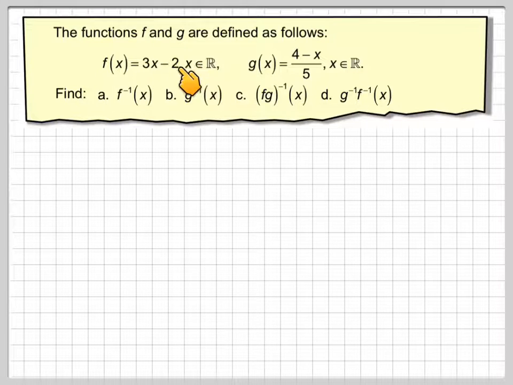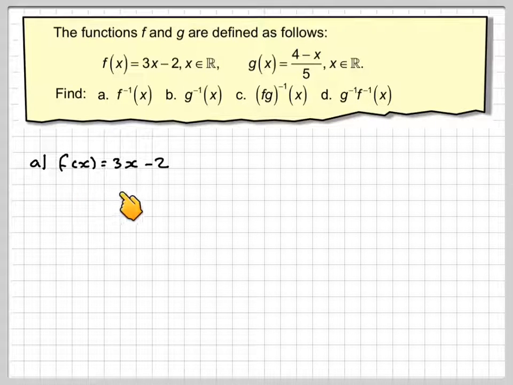The functions f and g are defined as follows. f of x is 3x minus 2, x belongs to the set of real numbers. g of x is (4 minus x) over 5, x belongs to the set of real numbers. Find the inverse function of f, g, the composite of f and g, and then find the inverse of that, and then the composite of g to the minus 1, f to the minus 1 of x.